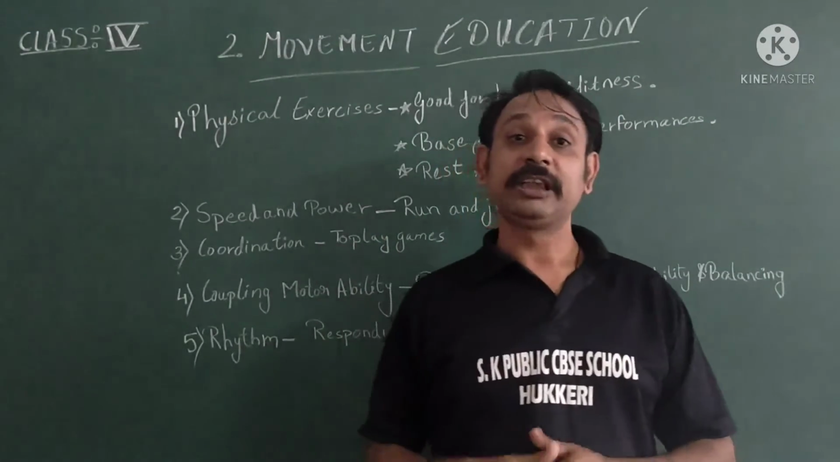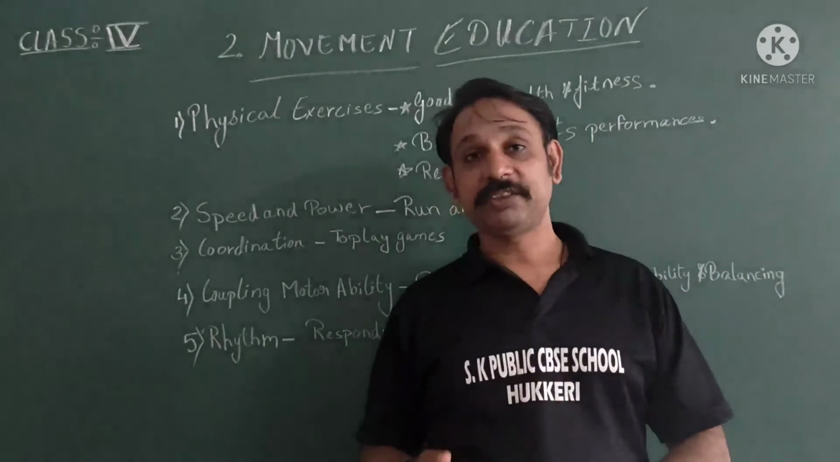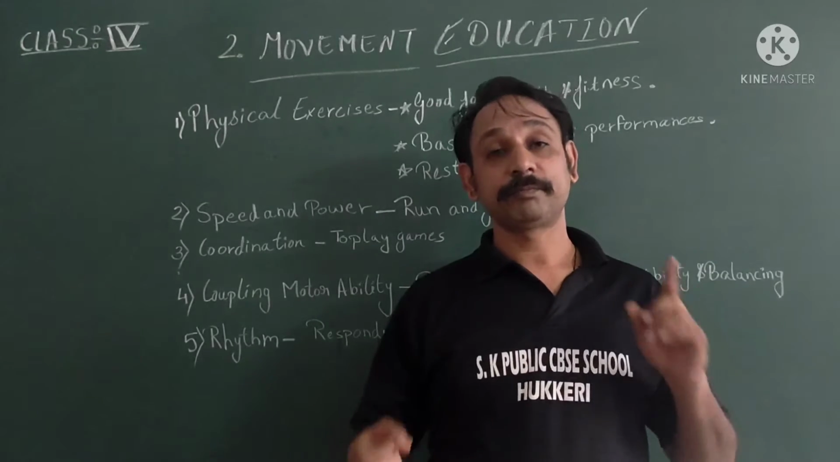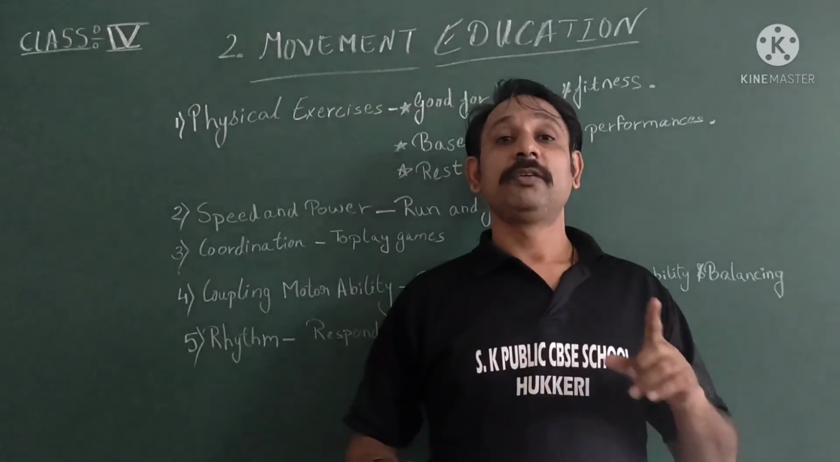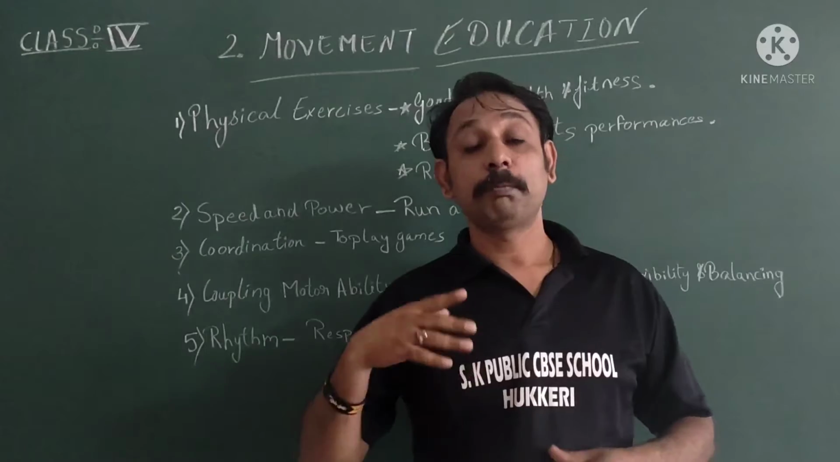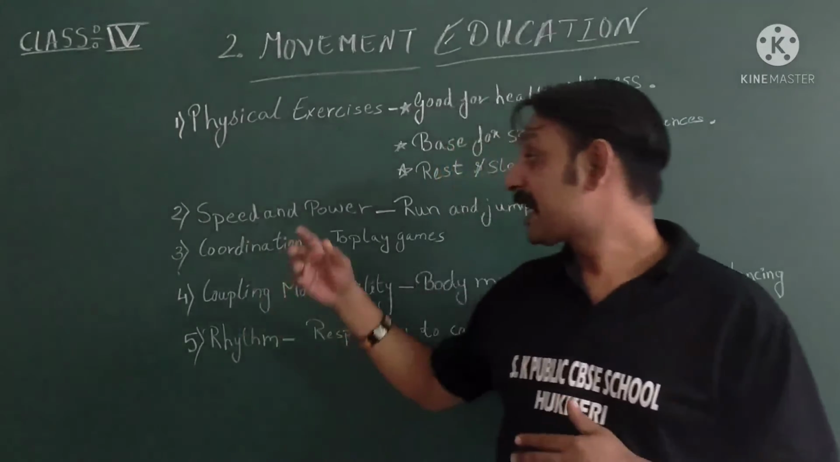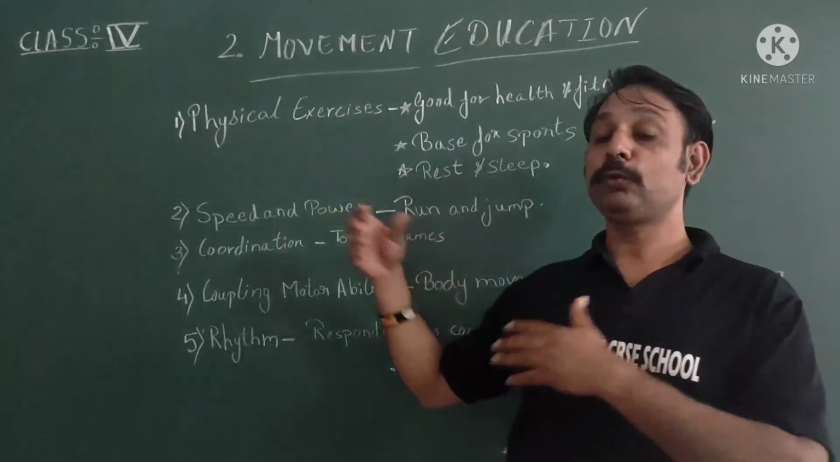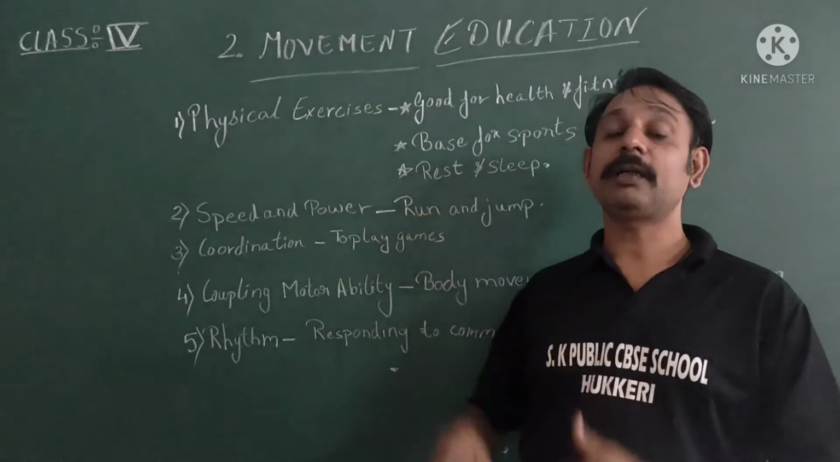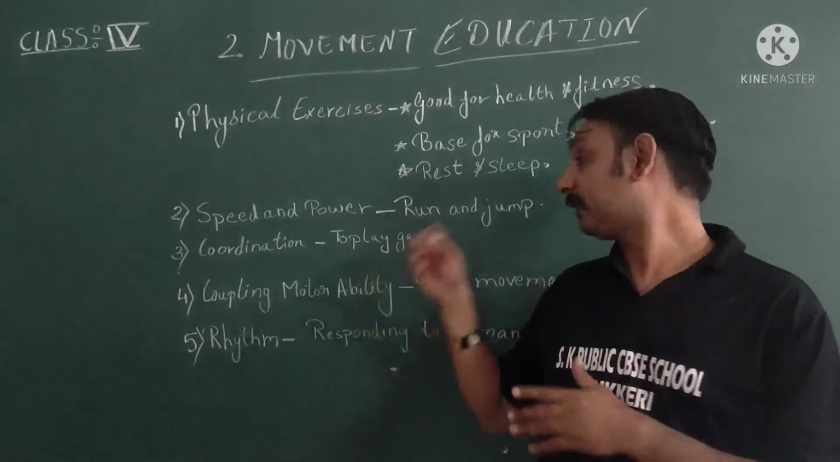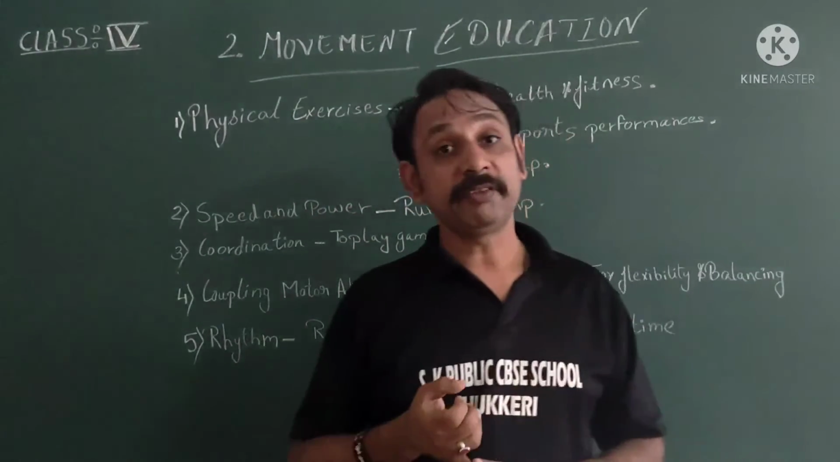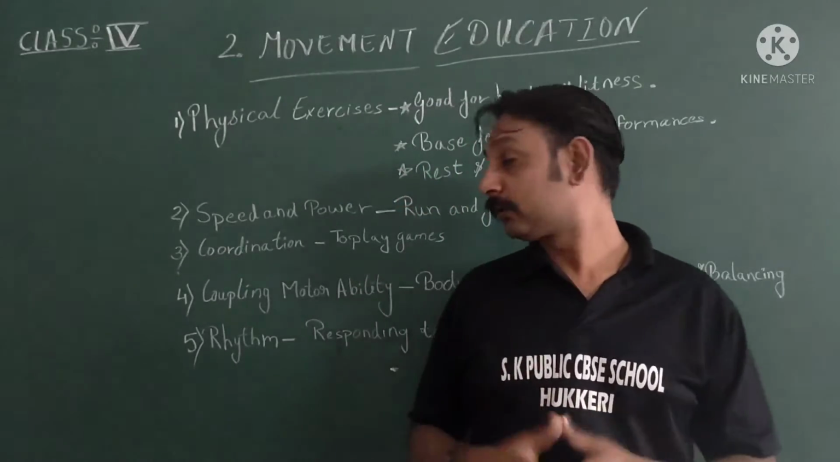And then we have jump. There are so many different jumps. We jump in cricket, we jump in volleyball, in throw ball, in football, in basketball. So speed and power help us in running events as well as in jumping events. In jumping we have long jump and high jump also.